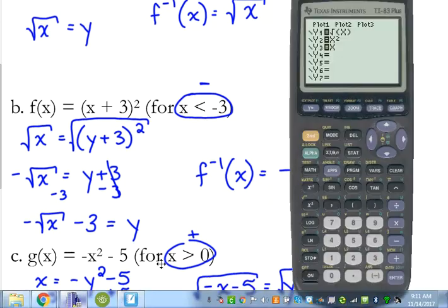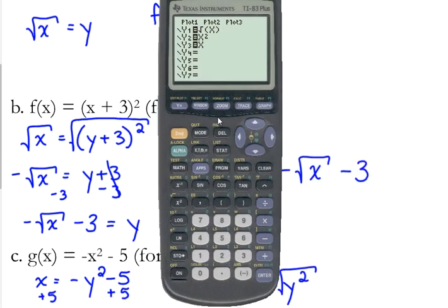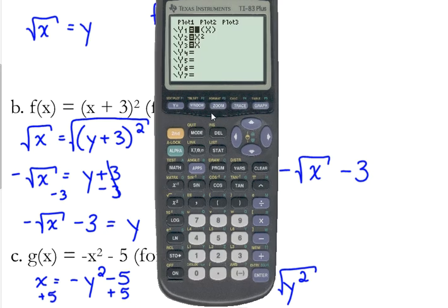Let's look at B. I'll give you plenty of time to pack up. Stick with me for just a second. Let's see here. Negative square root of x, close the parentheses, minus 3. x plus 3 squared.